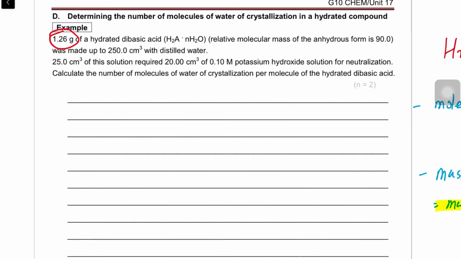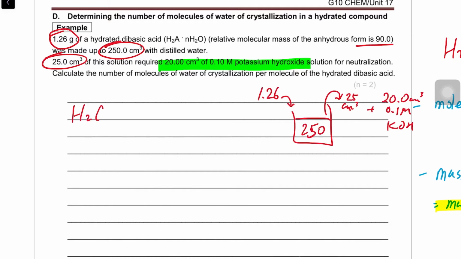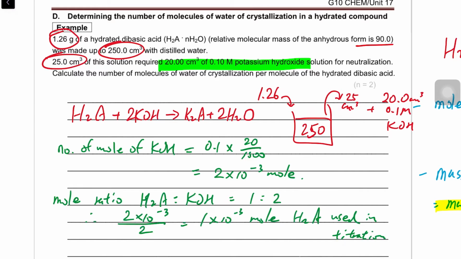We have the mass of the crystal, we have the molar mass, and the solution. Pick out 25 cm³ of it to carry out titration against potassium hydroxide. We use the illustration again, like this, and write down the equation. So I think you can figure out: find the amount of potassium hydroxide first, and with the mole ratio, we can get the amount of H2A used in titration. Again, don't forget, only this amount is involved in the titration.